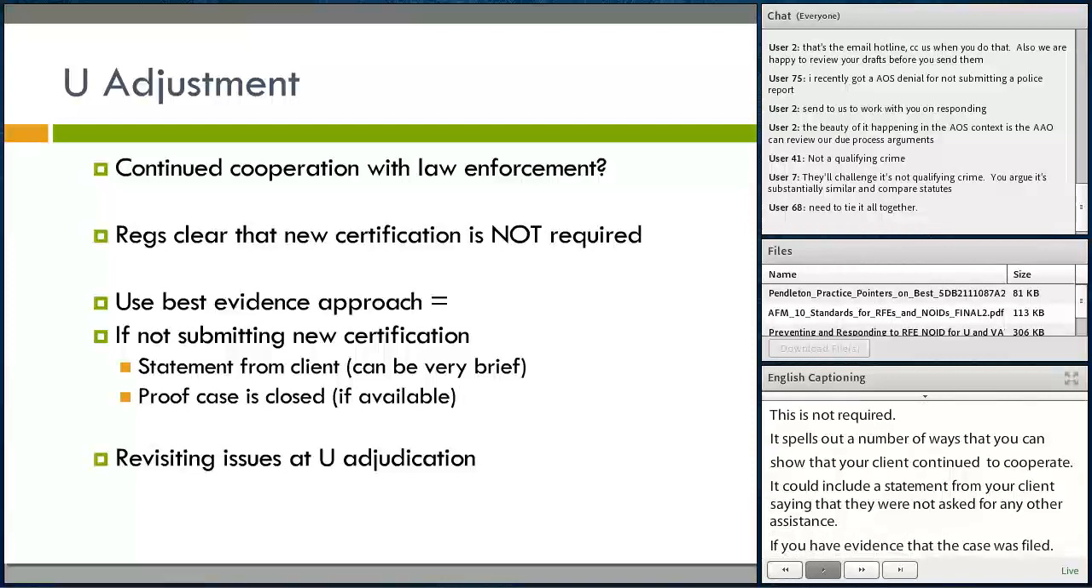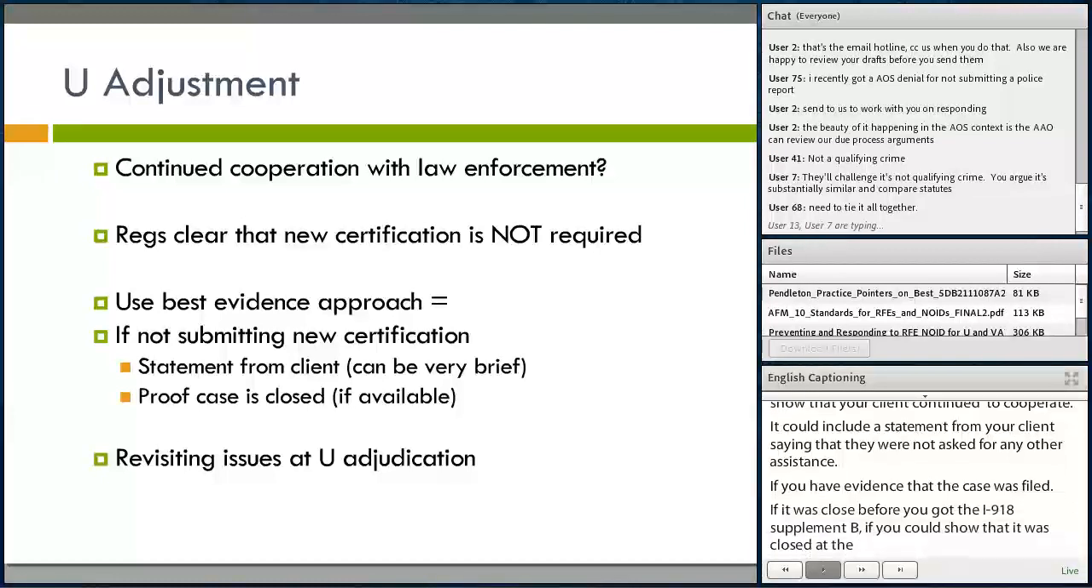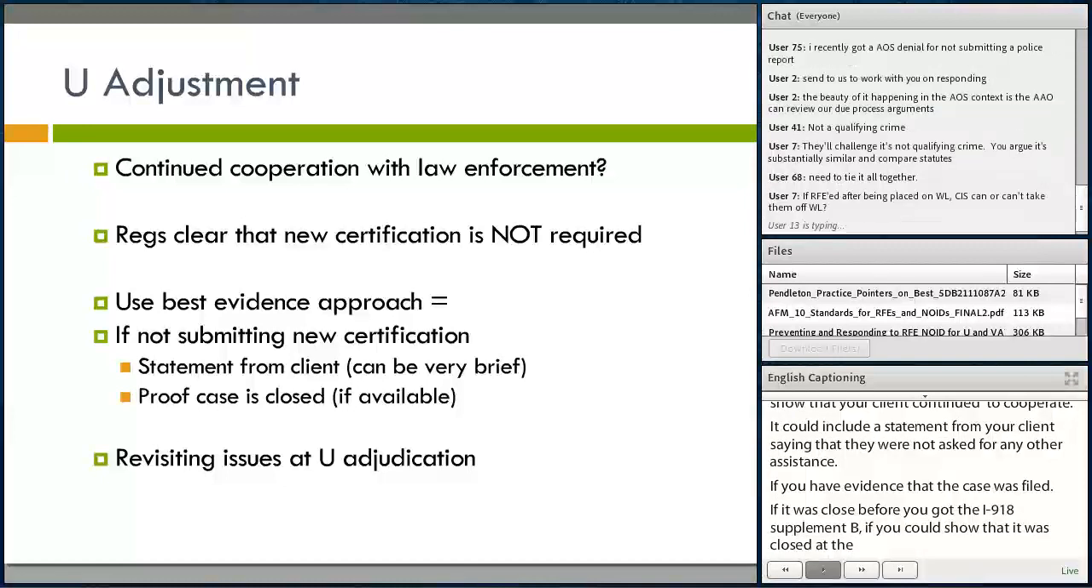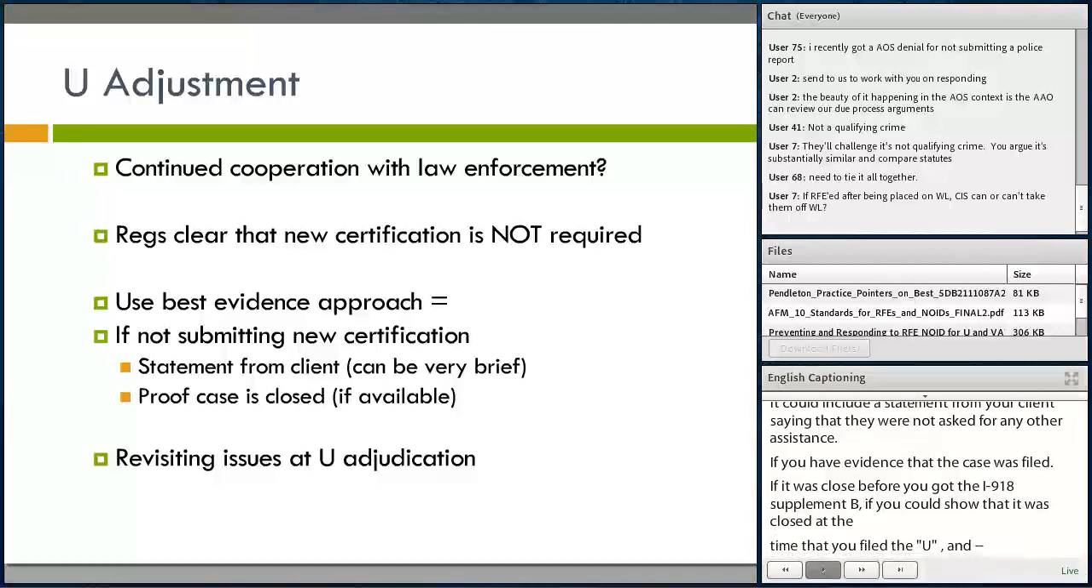And then if you have evidence that the case was closed, such as if it was already closed before you got the 918 Supplement B, there's a box on there that asks the certifier to say whether or not the case is closed or ongoing, right? And so if you can show that the case was already closed at the time that you filed the U, then you should be able to satisfy the requirement that she hasn't unreasonably refused to cooperate going forward. And she shouldn't have to get into certification either.